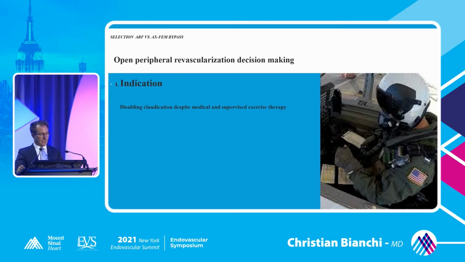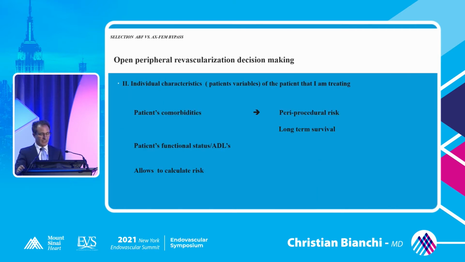So in terms of indications, obviously it's lifestyle-limiting claudication despite medical therapy, or critical limb ischemia, presenting either with tissue loss or ischemic rest pain. Those are the typical indicators. And of course, we're talking about symptomatic post-EVT failure, which I mentioned this morning in the talk. In terms of the individual characteristics, we go through the comorbidities, ADLs, and functional ability of the patient, which allows us to calculate a risk, and that plays a role in the equation.